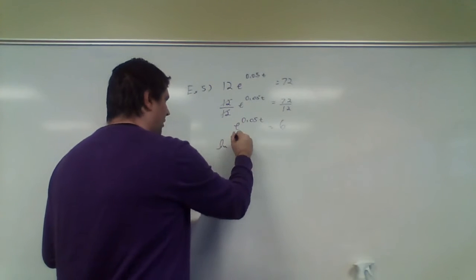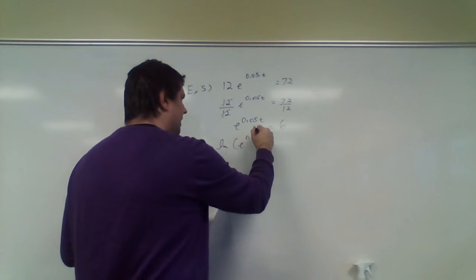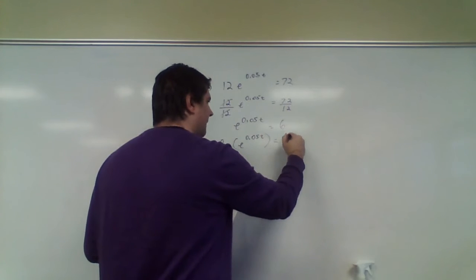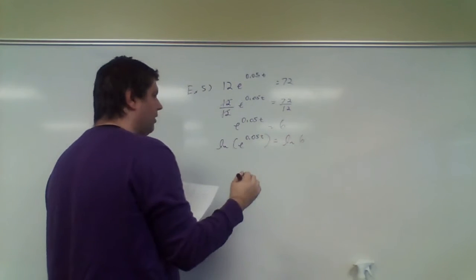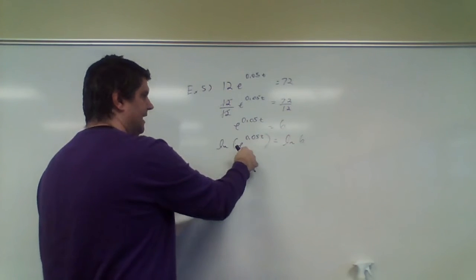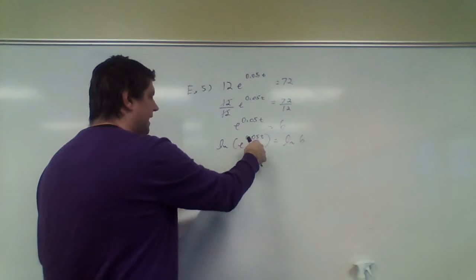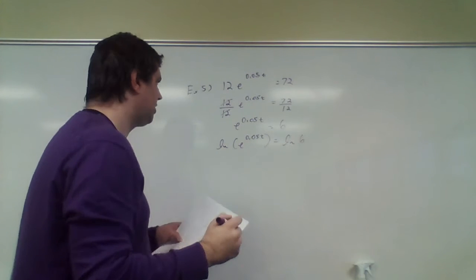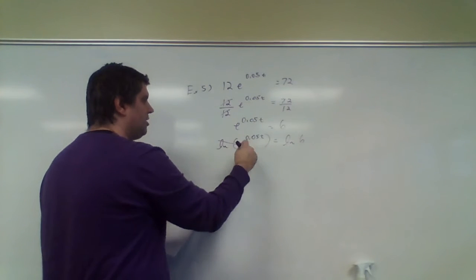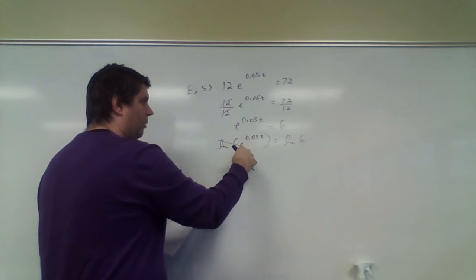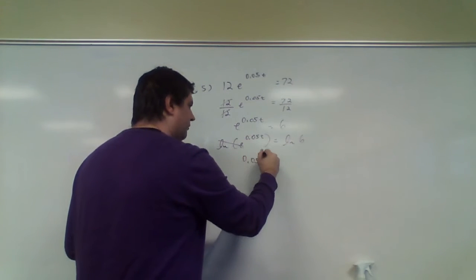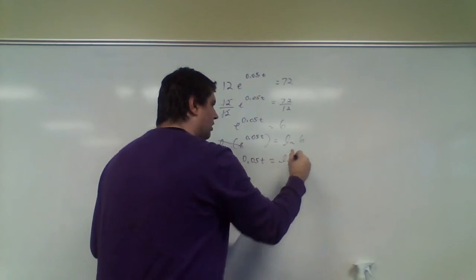Take the natural log of both sides to undo raising e to a power. Or more to the point, you're undoing the fact that e has been raised to a power. So you end up with 0.05t equals the natural log of 6.